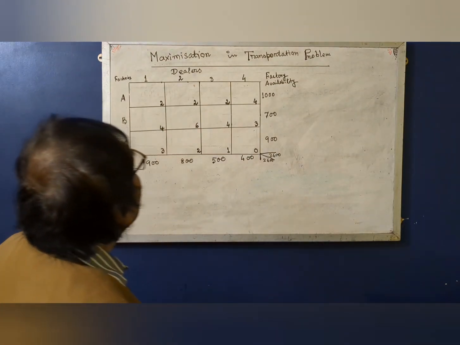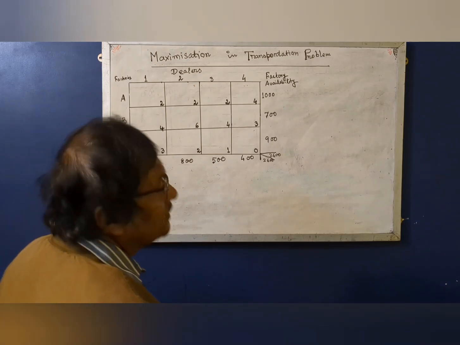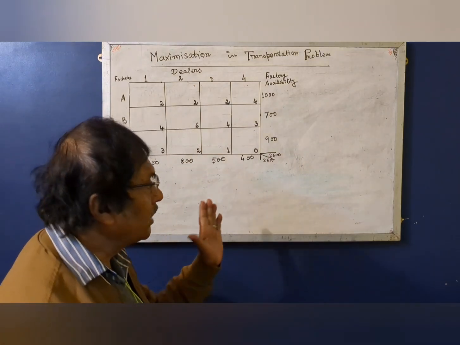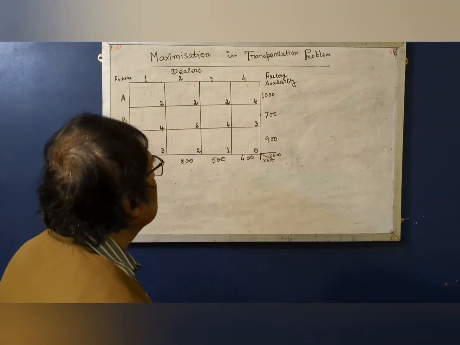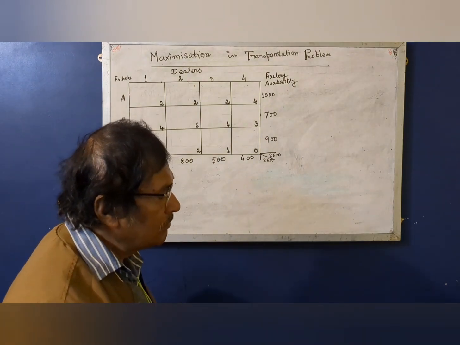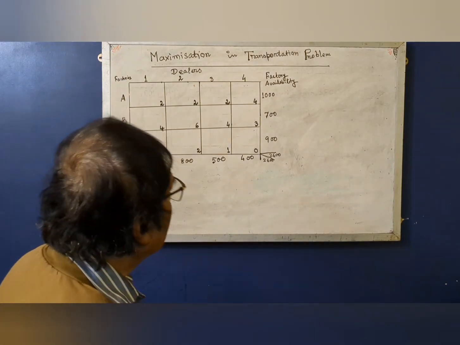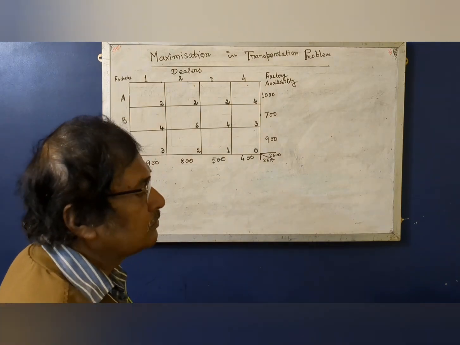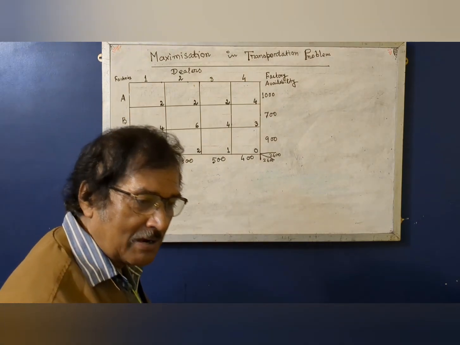Here I am going to apply the matrix minima method. I am going to solve this problem by applying the matrix minima method to find out the basic feasible solution. There are 3 methods: northwest corner rule, matrix minima, and also VAM method. But one problem I have already discussed through VAM. That's why I am going to discuss the matrix minima method.